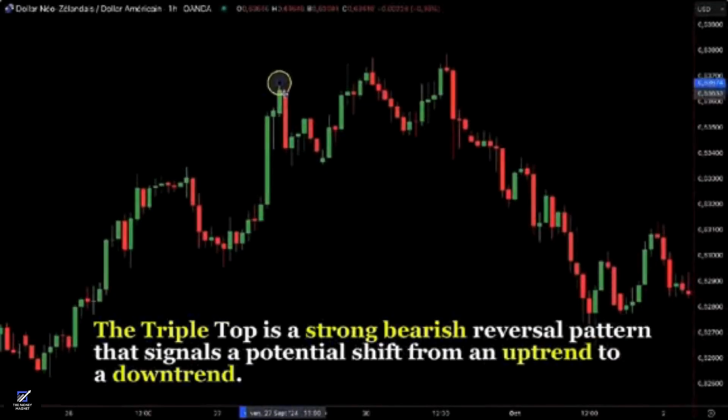The triple top is a strong bearish reversal pattern that signals a potential shift from an uptrend to a downtrend.